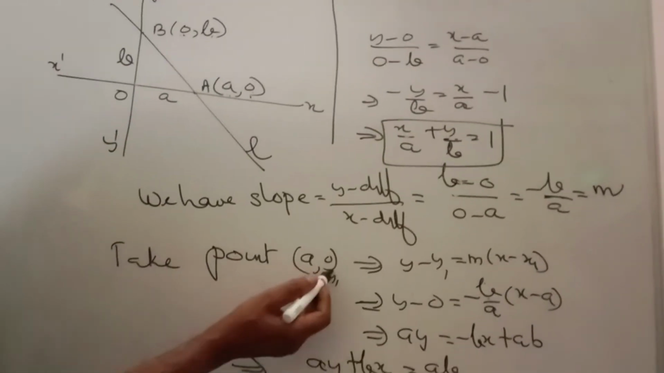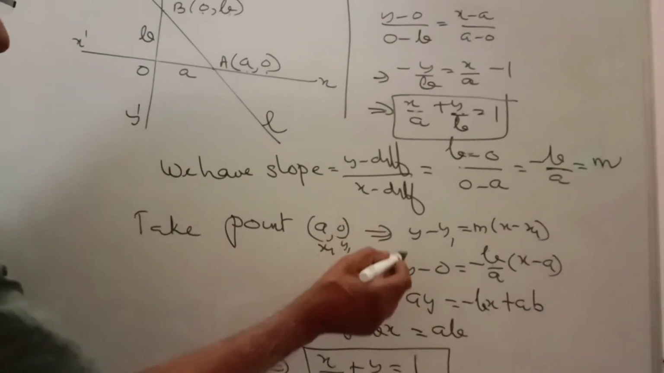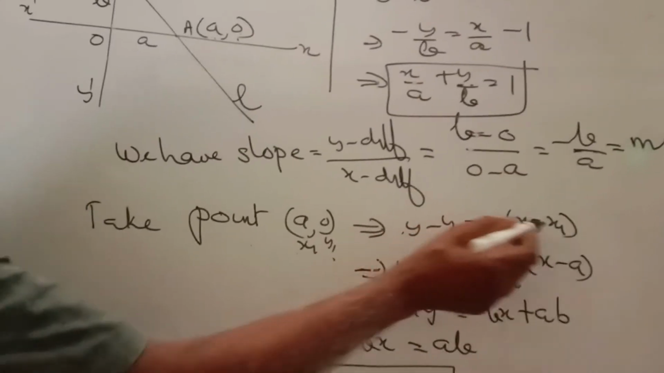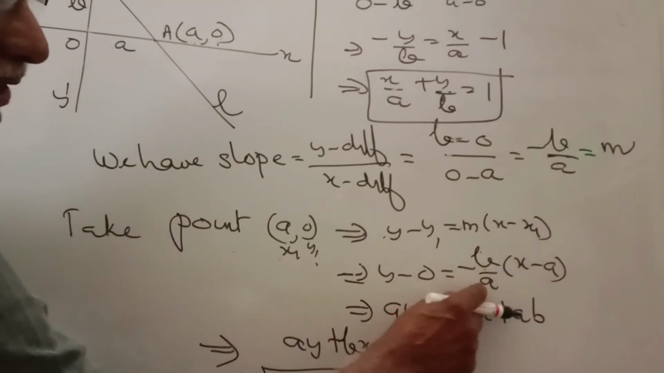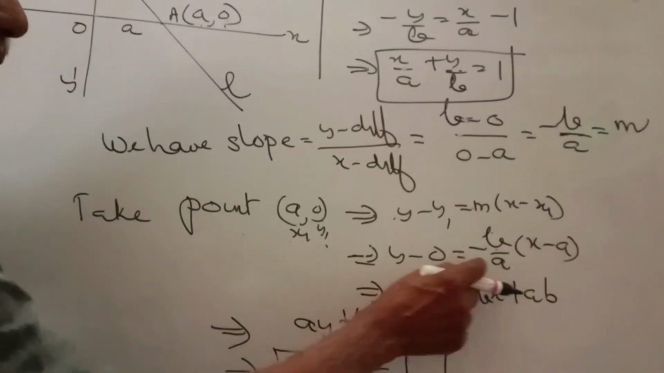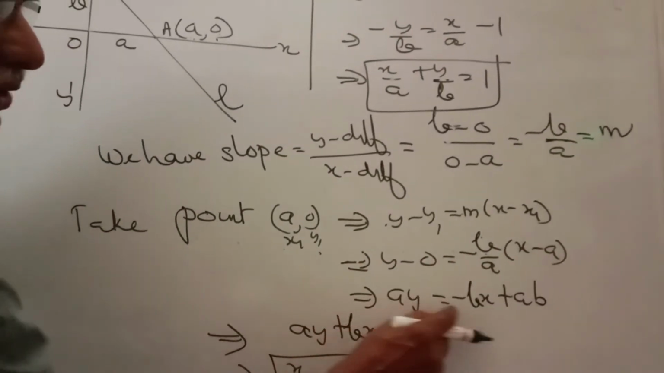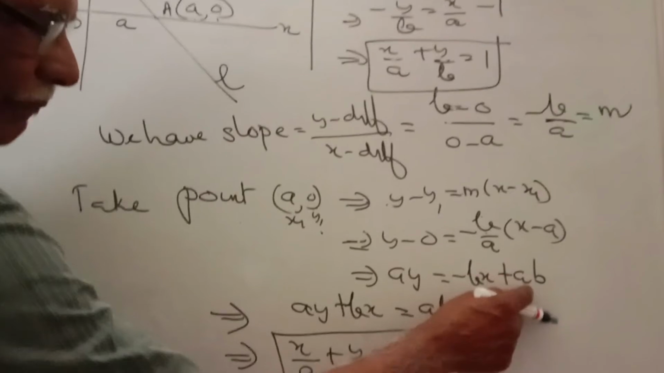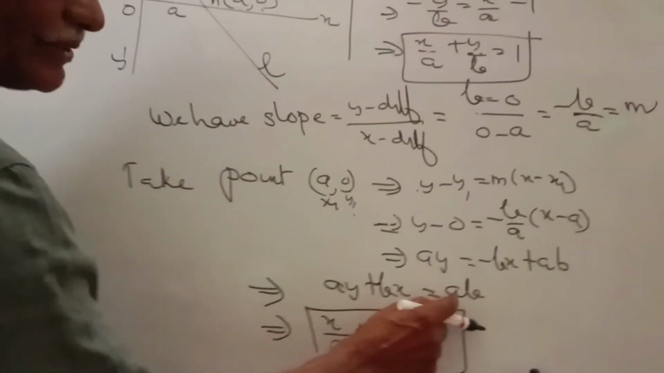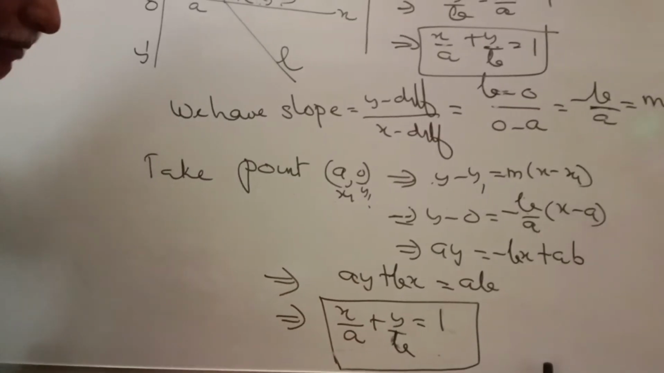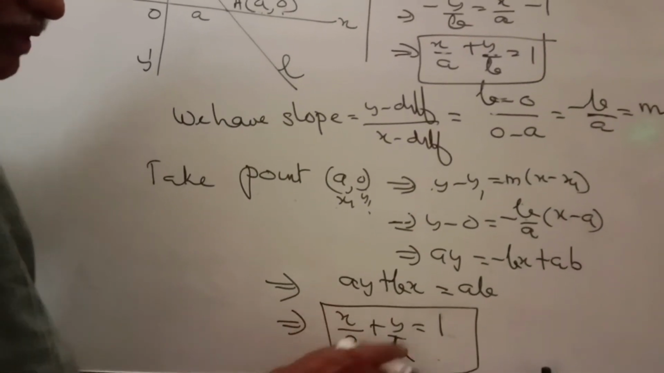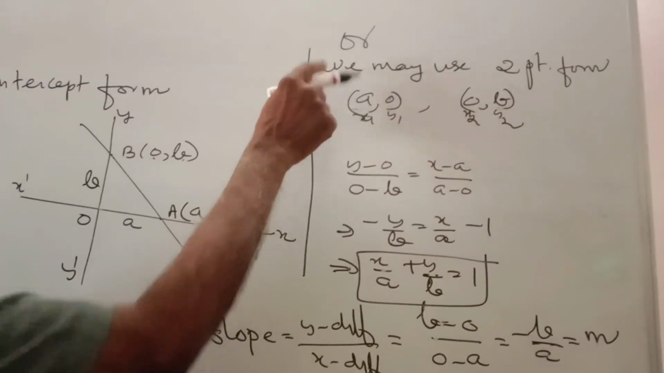And we take the point (A, 0) as x1, y1. The equation is y minus y1 is m into x minus x1, which is y minus 0 is minus B by A into x minus A. Or you can multiply by A: Ay is minus Bx plus AB, or Ay plus Bx is AB. You divide by AB and you get x by A plus y by B equals 1.